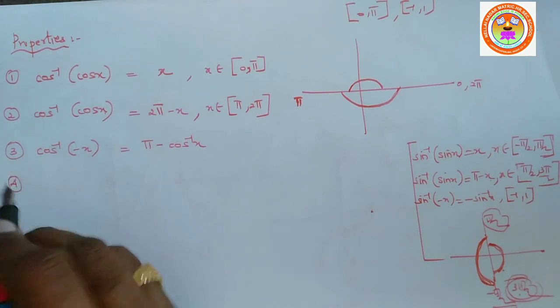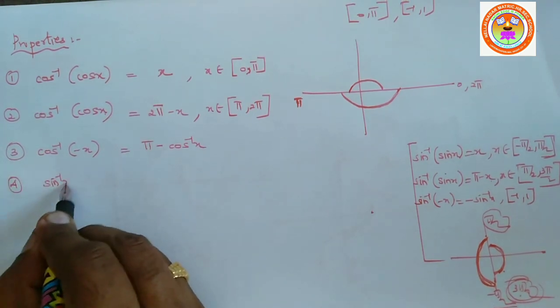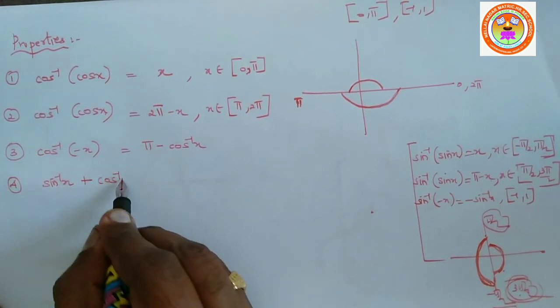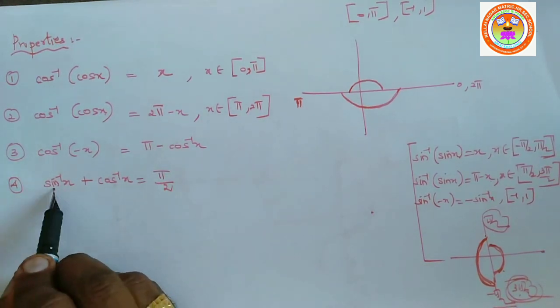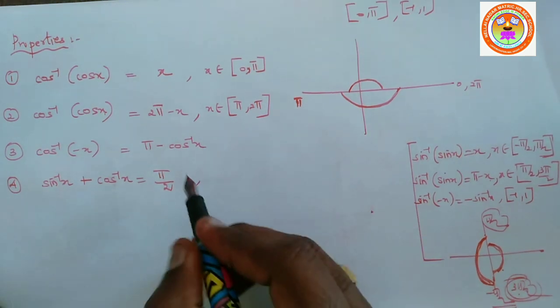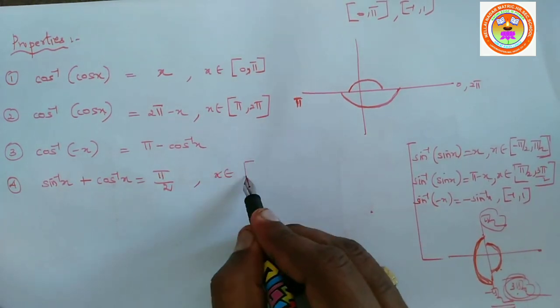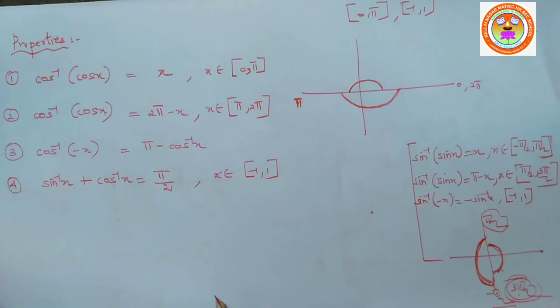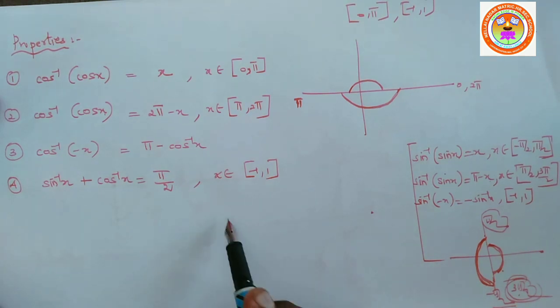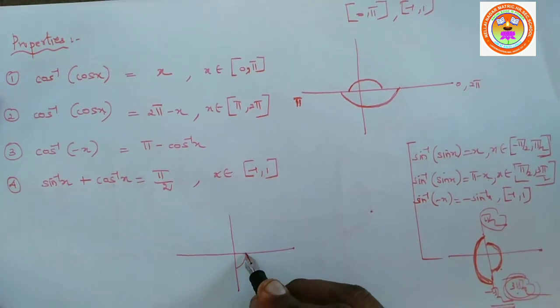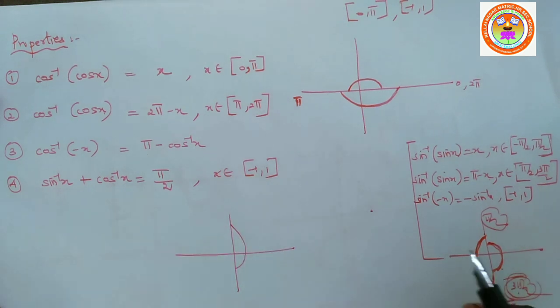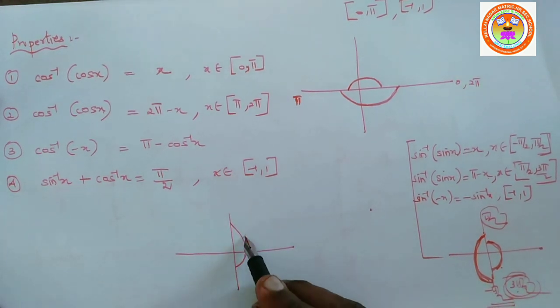Next we move towards the fourth property. This is a very important property: sin inverse of x plus cos inverse of x is equal to pi by 2, where sin is followed by value. So x belongs to minus 1 comma 1. So listen students, for this one, the principal domain for sin x is nothing but minus pi by 2 comma pi by 2. The principal domain for y equal to sin x is minus pi by 2 comma plus pi by 2.